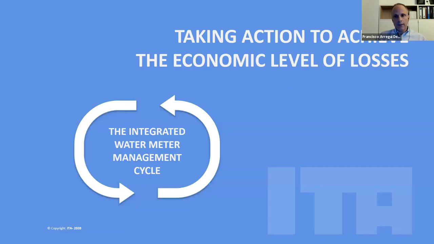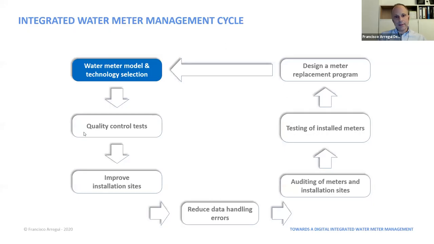So what can we do to achieve the economic level of losses? First of all, we have to think that to reach that economic level, we will need to take different actions that are really correlated to each other. I always call it the integrated water meter management cycle, because it's like a never-ending cycle in which all the activities that you conduct are feeding information to other activities that I take in the future, and everything is related.